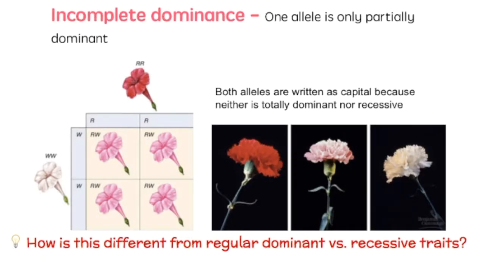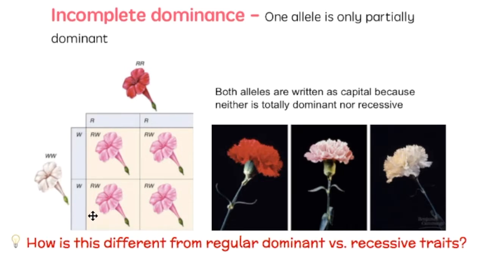So we've learned about Mendelian traits, which are either dominant or recessive. If it's dominant, you don't see any signs of the recessive allele. If it's recessive, it means there's no other genetics present. So here we have a new concept called incomplete dominance, and one allele is only partially dominant.